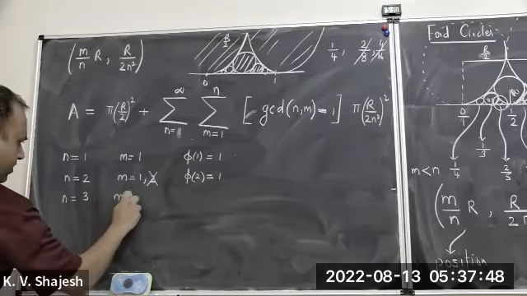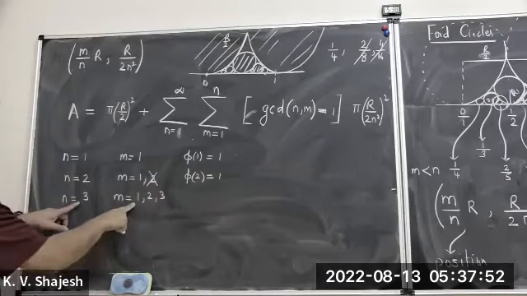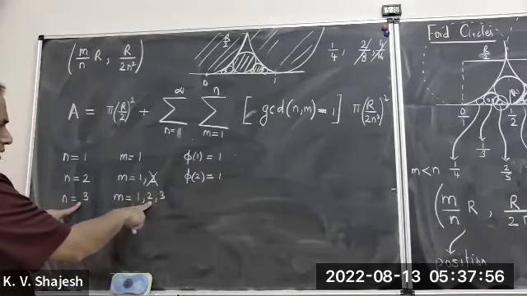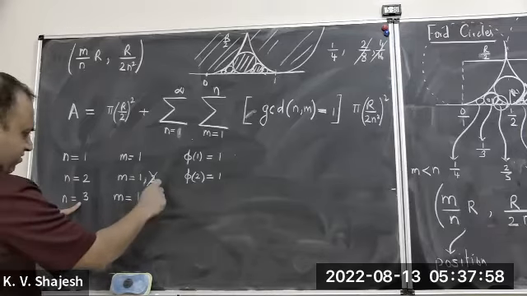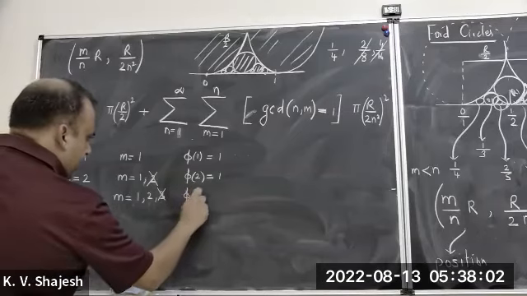So this is m. Like this is 1, 2, 3, right? That's the 3 possibilities. Between 1 and 3, it's okay. Between 2 and 3 is also okay because there is no common divisor. 3 and 3 there is, so I strike it off. Okay? So there are 2 of them. So phi of 3 is 2.